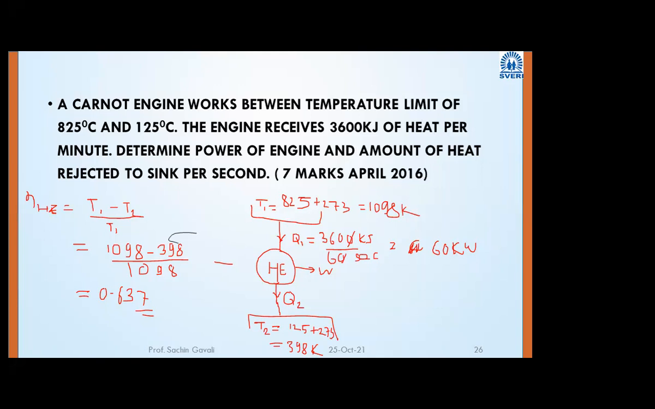Okay, this numerical you solve. The Carnot heat engine, write down. This was asked in March-April 2016. A Carnot engine works between temperature limits of 825 and 125. The engine receives 3600 kilojoule of heat per minute. Determine power of engine and amount of heat rejected per second.